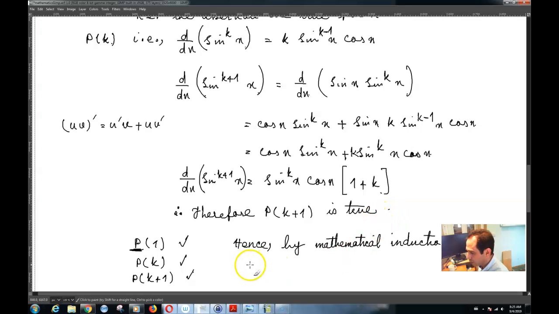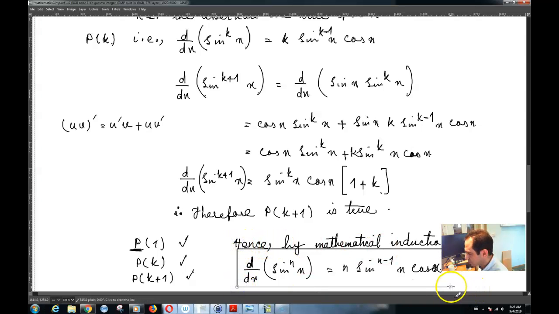d by dx of sine raised to the power n of x is equal to n times sine raised to the power n minus 1 of x times cos x. So that is what we proved by the principle of mathematical induction, and that's what we were looking for: the derivative of sine raised to the power n of x is equal to n times sine raised to the power n minus 1 of x times cos x.